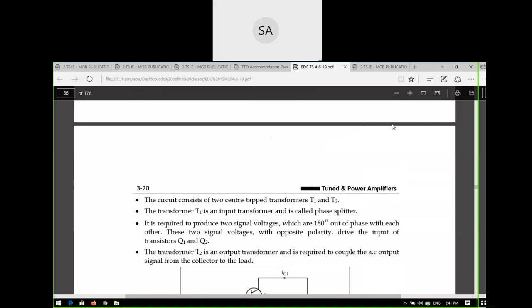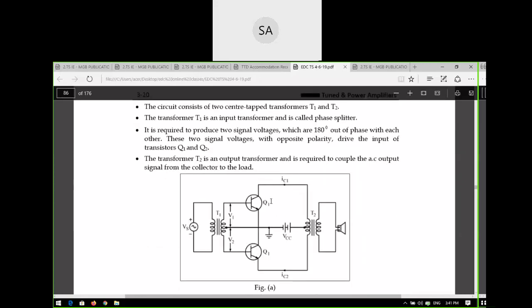Is it clear, all of you? Are you able to understand? Yes, sir. So what is the class B push pull power amplifier? Tell me. Tell me, what is a class B push pull power amplifier?